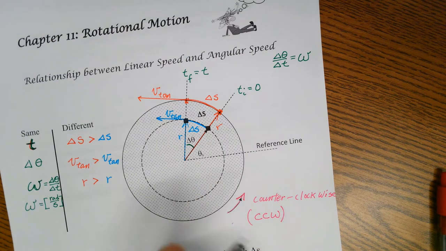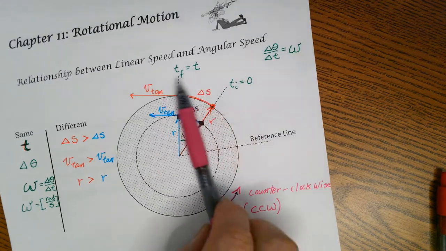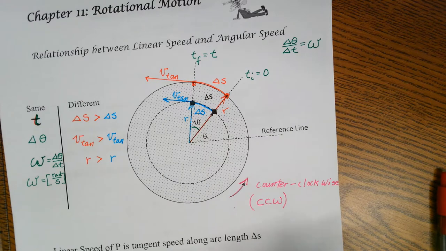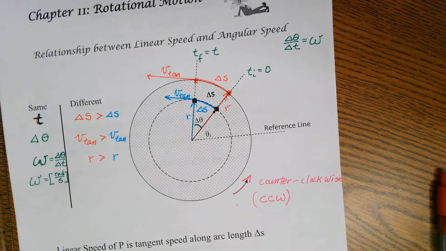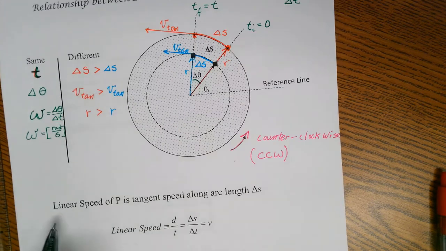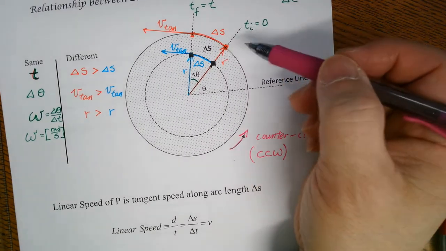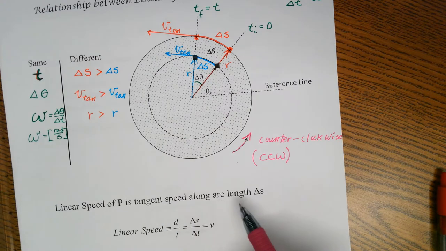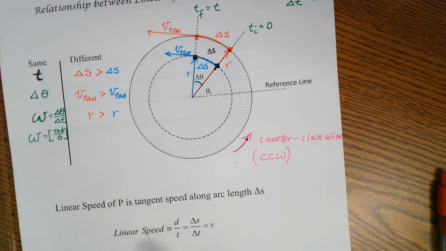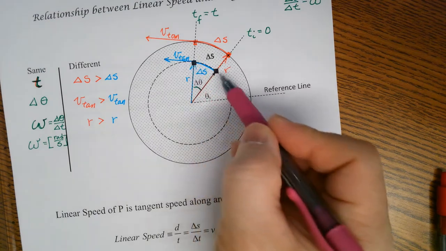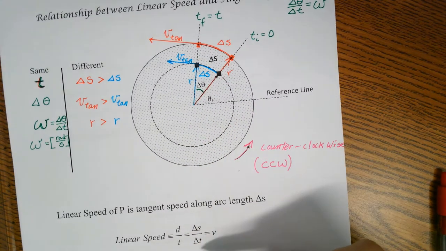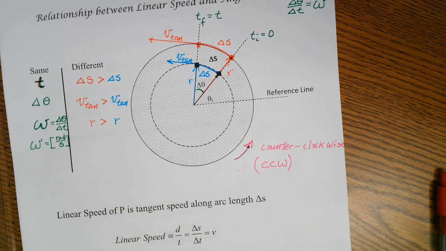So make sure you know all these ingredients that follow with this rotational versus linear, right? So linear speed of this point particle P is tangent speed along this arc length. All right? So the linear speed is the distance traveled divided by time. Well, the distance is measured in arc length. So arc length divided by delta T is equal to V. So this is linear speed.